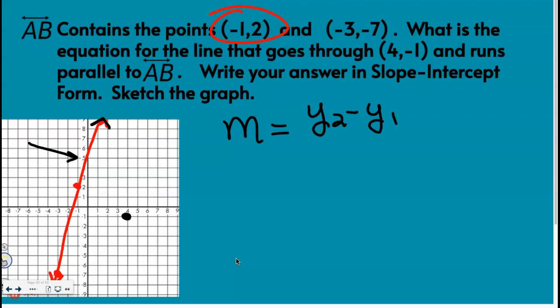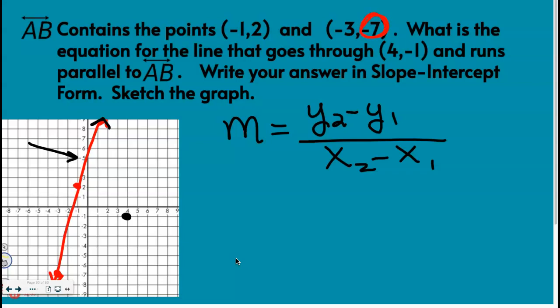Yes, you grab the y's first and you subtract them. And then divide it by what, Taylor? x2 minus x1. Perfect. Last week I said to get yourself started, just always grab that last number. Which one? The last one. So you make sure you grab y2 first.